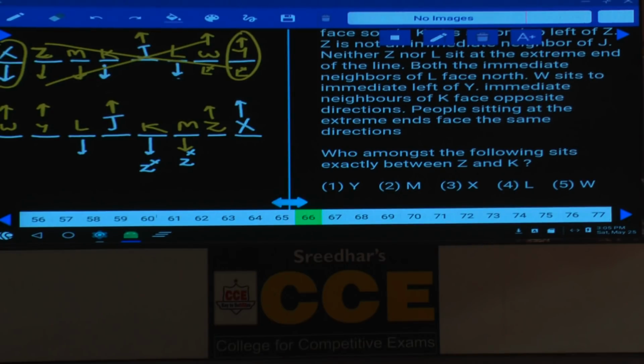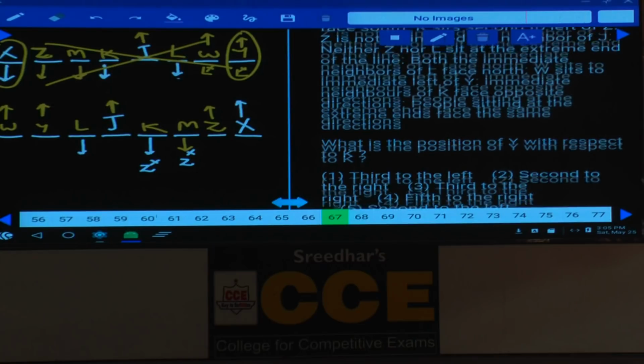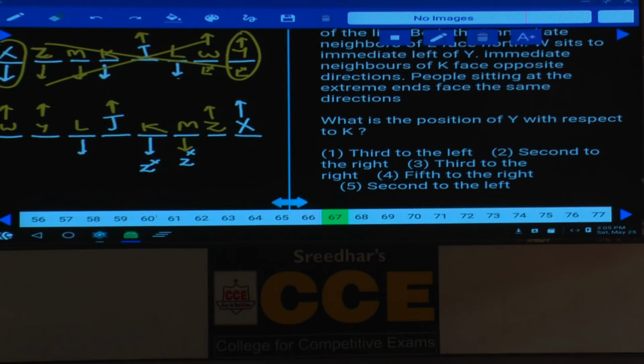Then question number 66, who among the following sits exactly between Z and K? Tell me who is that person: M, that is choice 2. Then question number 67, what is the position of Y with respect to K? Position of Y with respect to K: 1, 2, 3, third to the right. Now third to the right is given in choice 3.